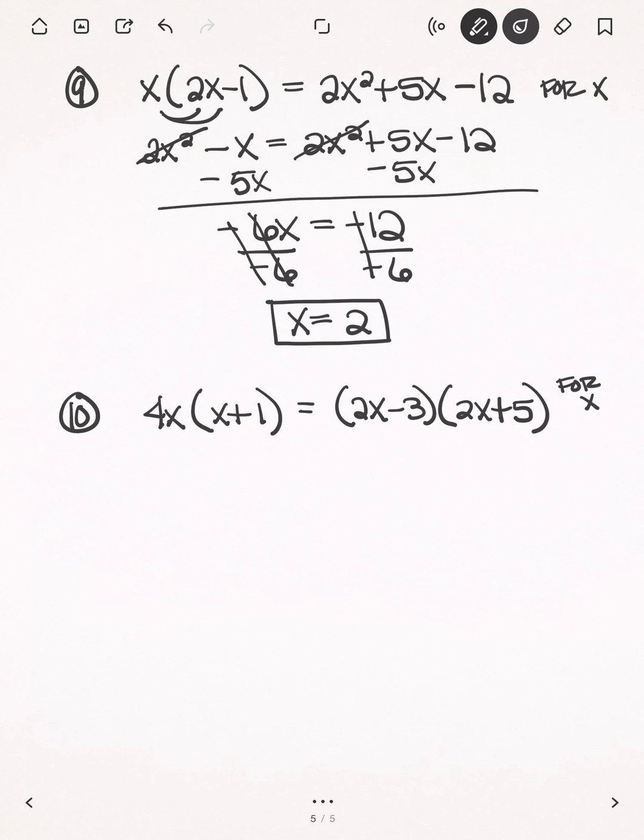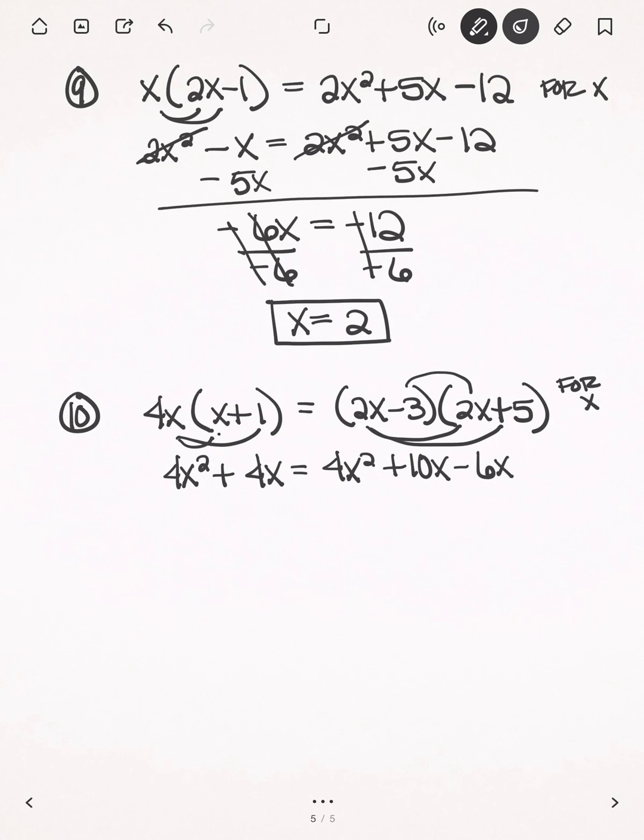Okay, let's solve it. Here we distribute and we get 4x squared because x times x is x squared. You add those exponents. And then 4x times 1 stays the same, 4x equals. Here you multiply 2x times 2x would be 4x squared. And 2x times positive 5 would be plus 10x. Negative 3 times positive 2x is negative 6x, and negative 3 times positive 5 is negative 15.